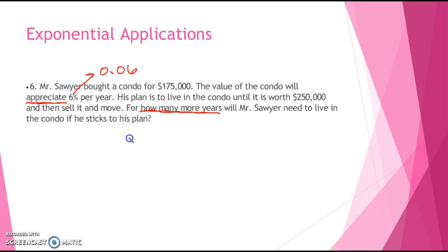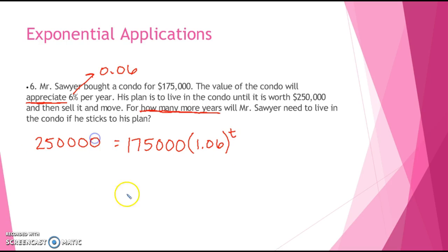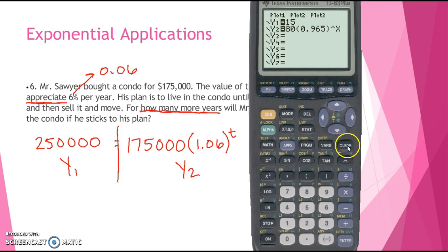So I'm going to write one of those equations where I have a left and a right side on the equal sign. So, that's our initial value times 1 plus 0.06 or 1.06 to the t, and I'm going to set that equal to 250,000. Have y1 and y2. So we have 250,000, 175,000 times 1.06 to the x. Zoom 0.